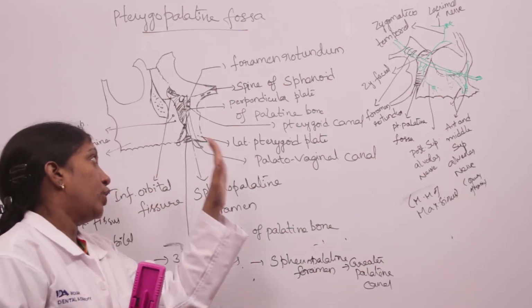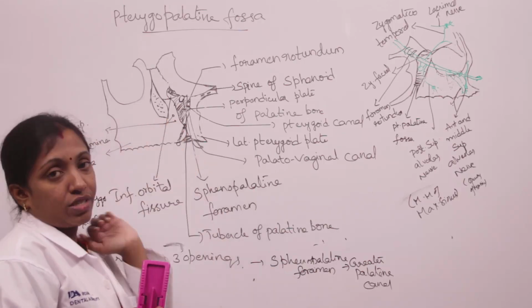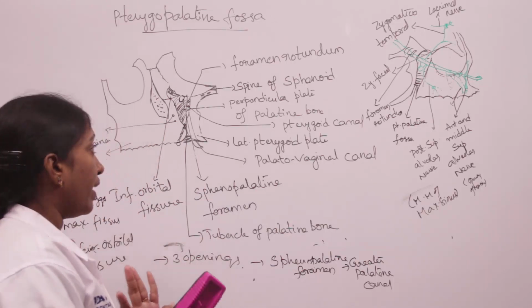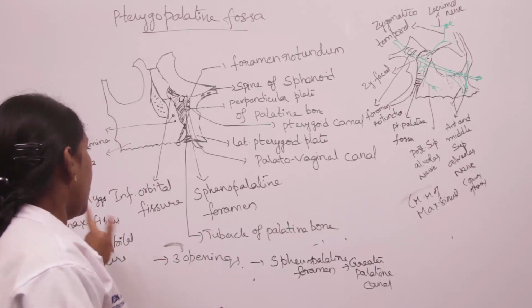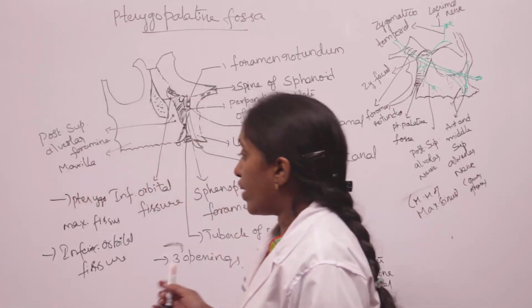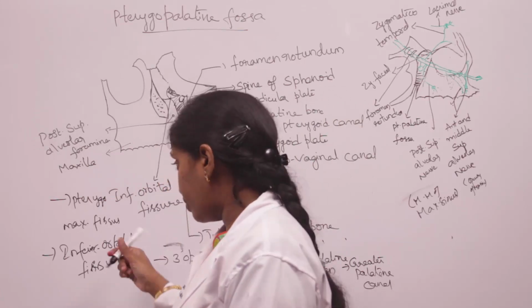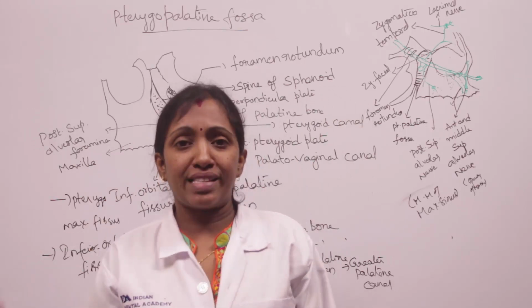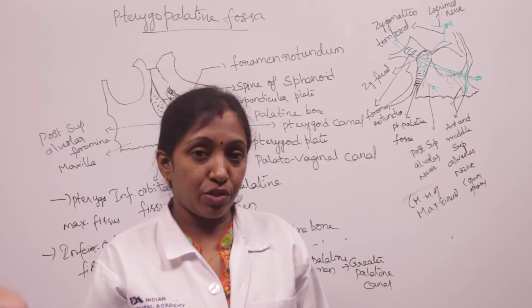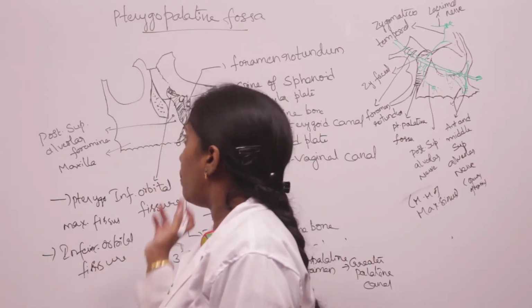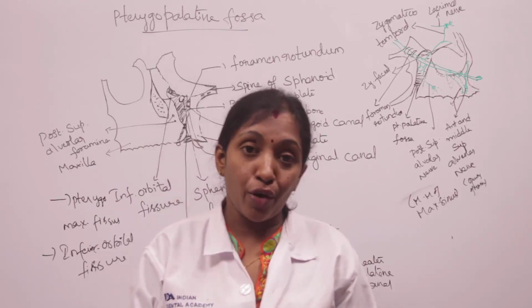So in the pterygopalatine fossa, we have 2 fissures and 5 openings. What are the 2 fissures? They are the pterygomaxillary fissure, where the pterygopalatine fossa communicates with the infratemporal fossa; the maxillary nerve and maxillary artery pass through it. And above, it communicates with the orbit through the inferior orbital fissure.